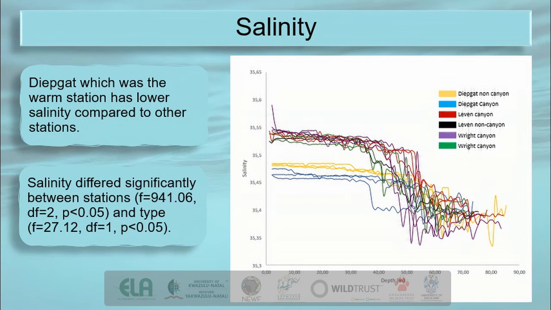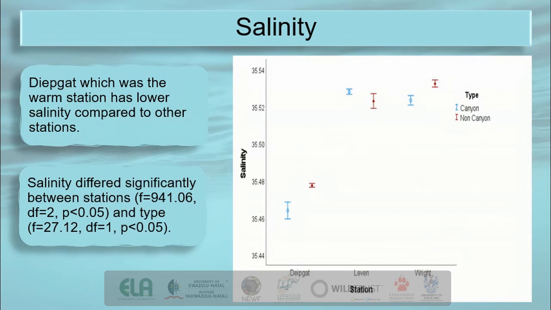In terms of salinity, Deep Heart, which was the warm station in this case, had the lowest salinity, and there was a significant canyon effect only at Deep Heart.